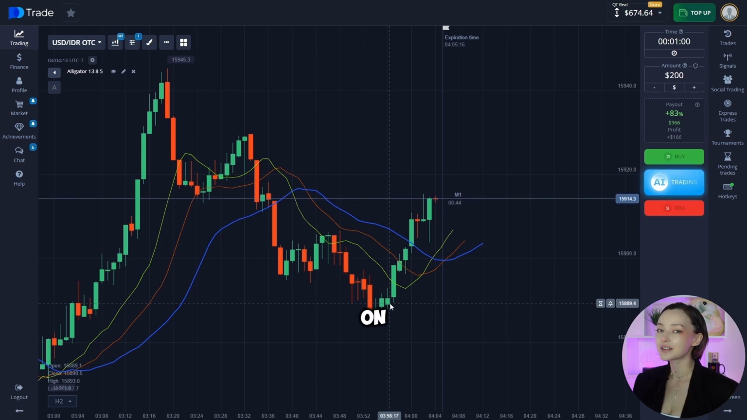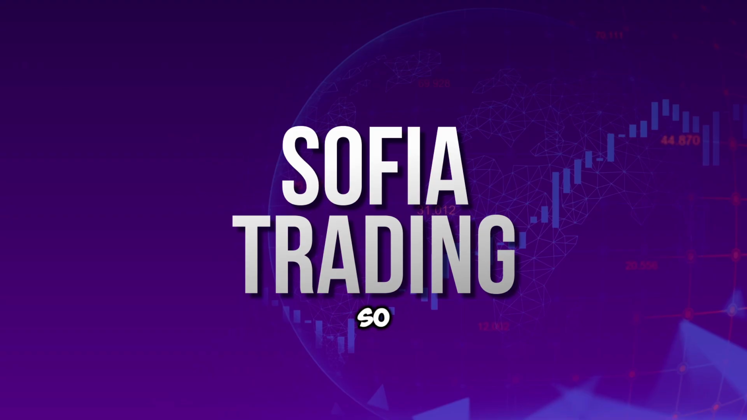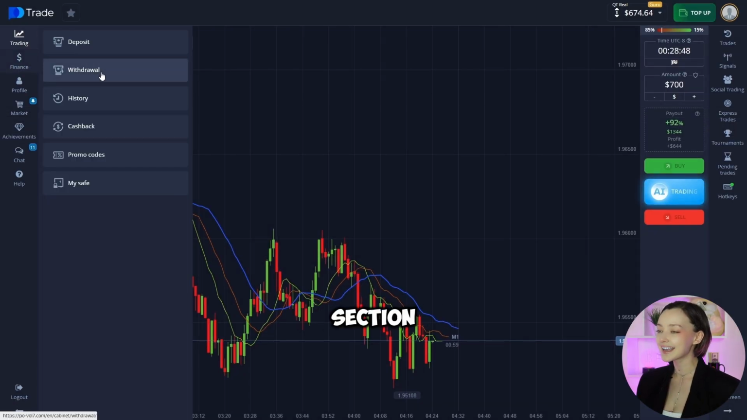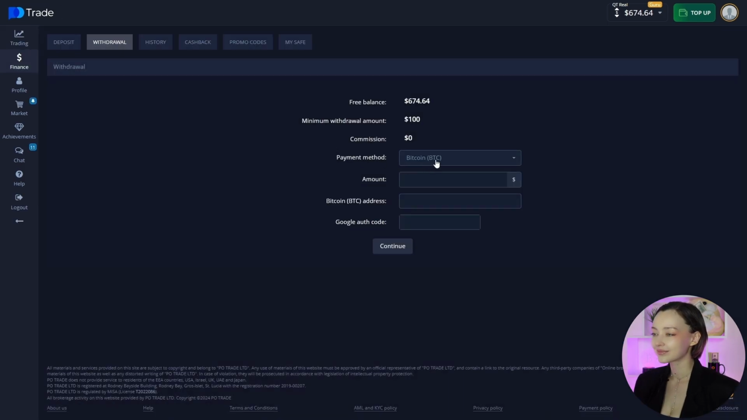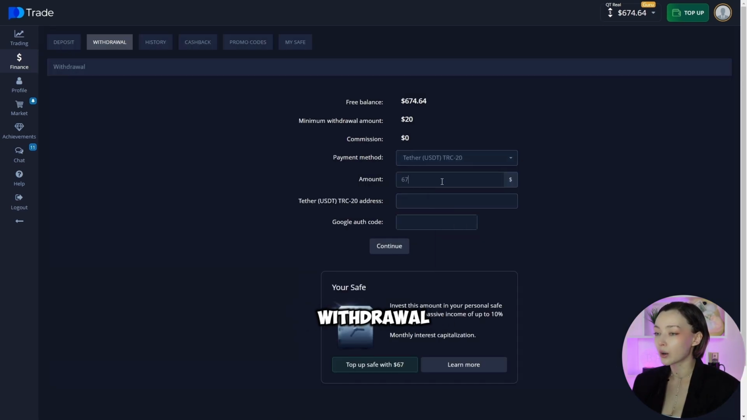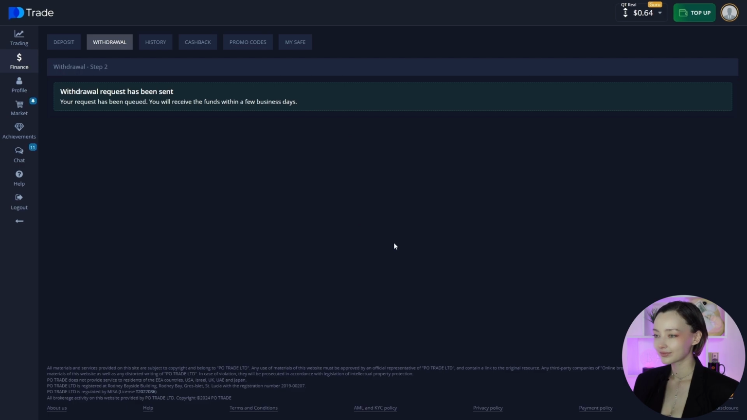And now let's move on to withdrawing our funds. So for withdrawal, we want to go to the finance section, click on withdrawal, then select the withdrawal method, which is cryptocurrency in my case. Then write the amount of withdrawal. In my case, it's $674. Then we're entering the address of our wallet and writing the verification code. Click on next. Our withdrawal request has been successfully submitted.